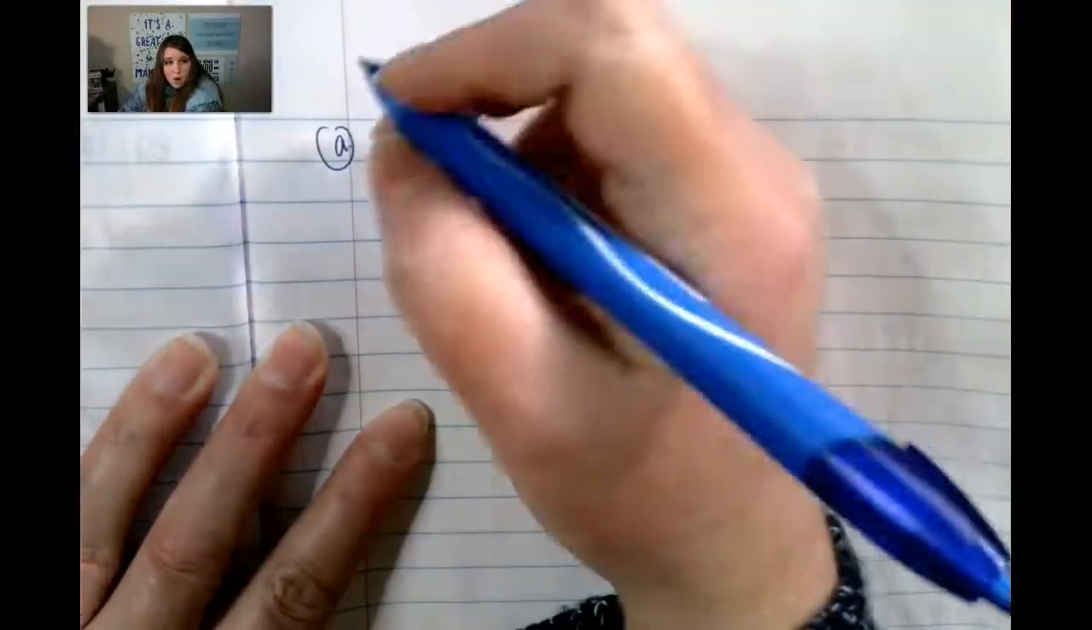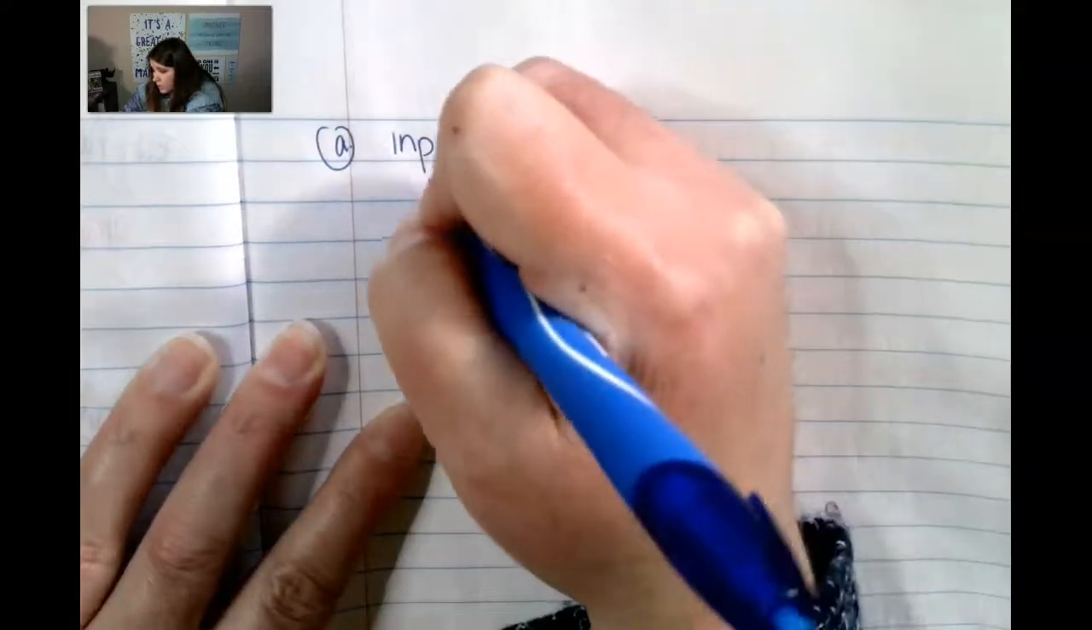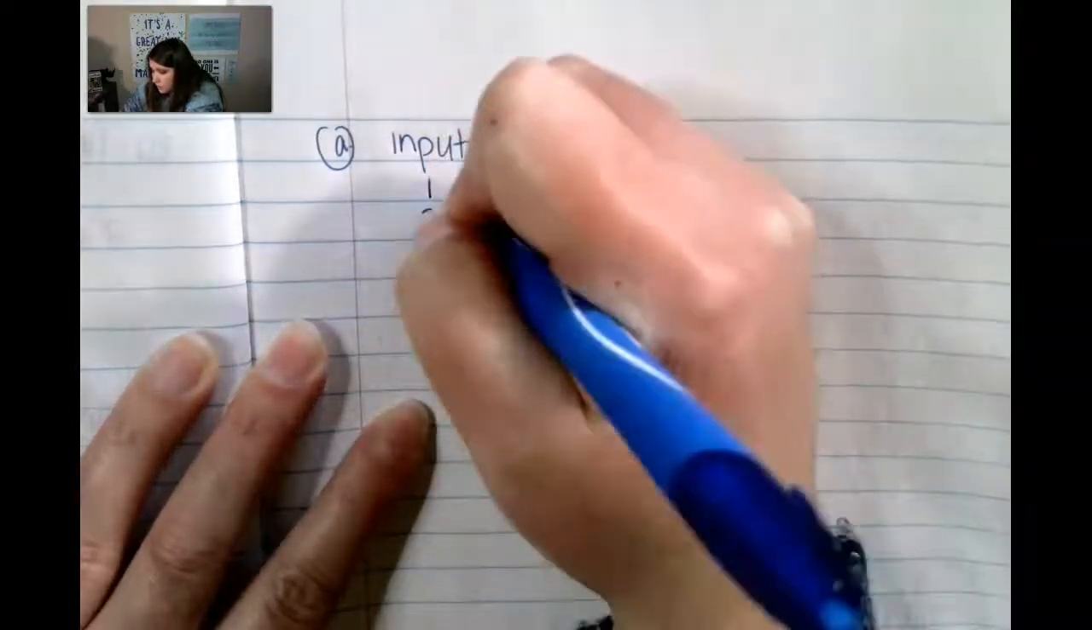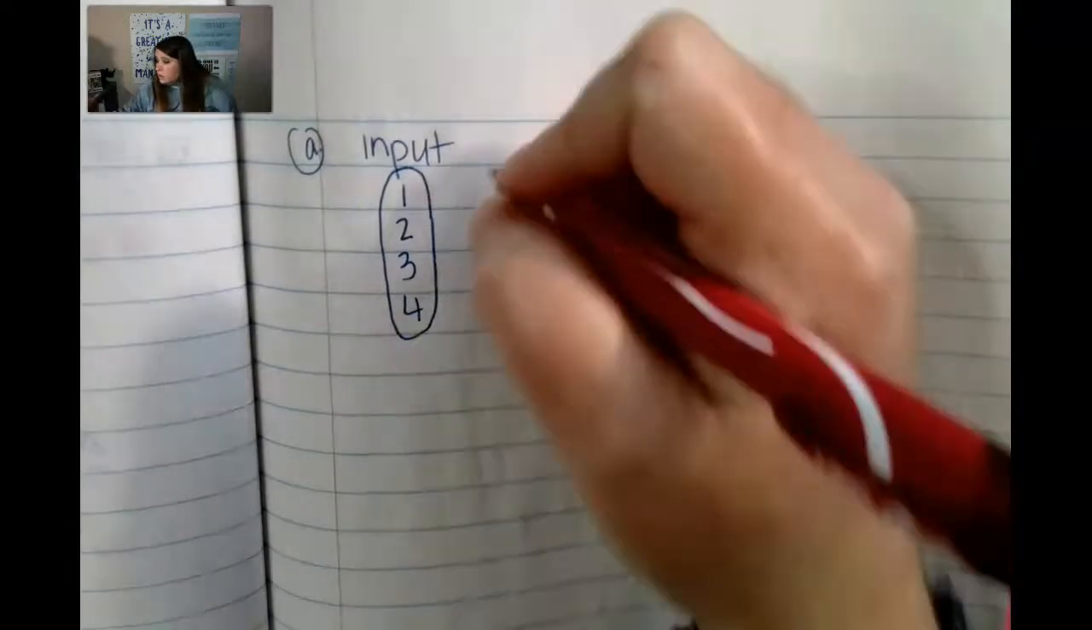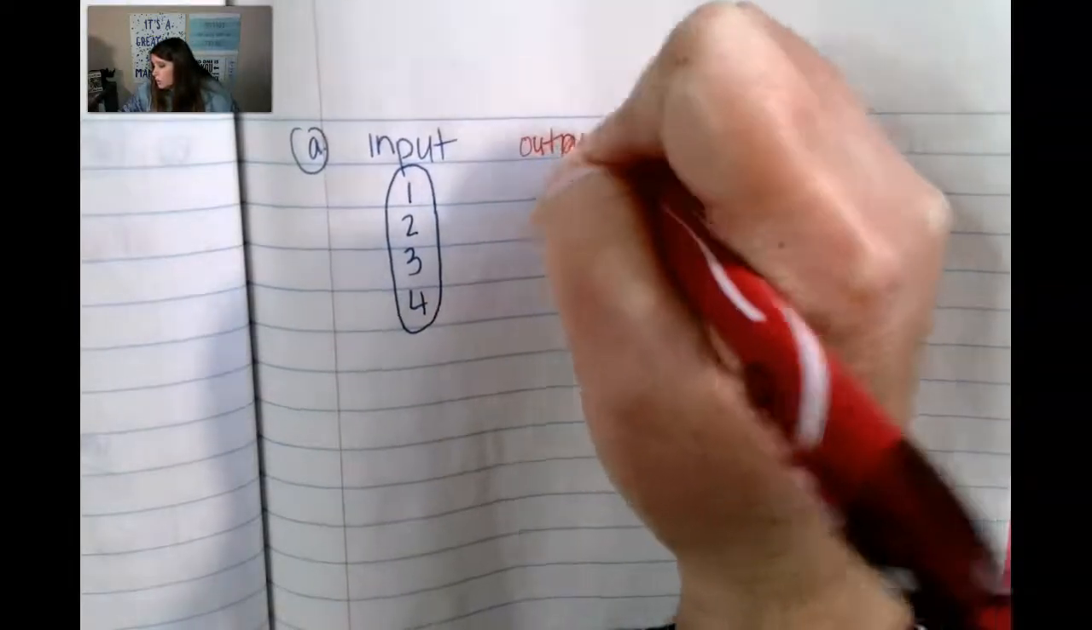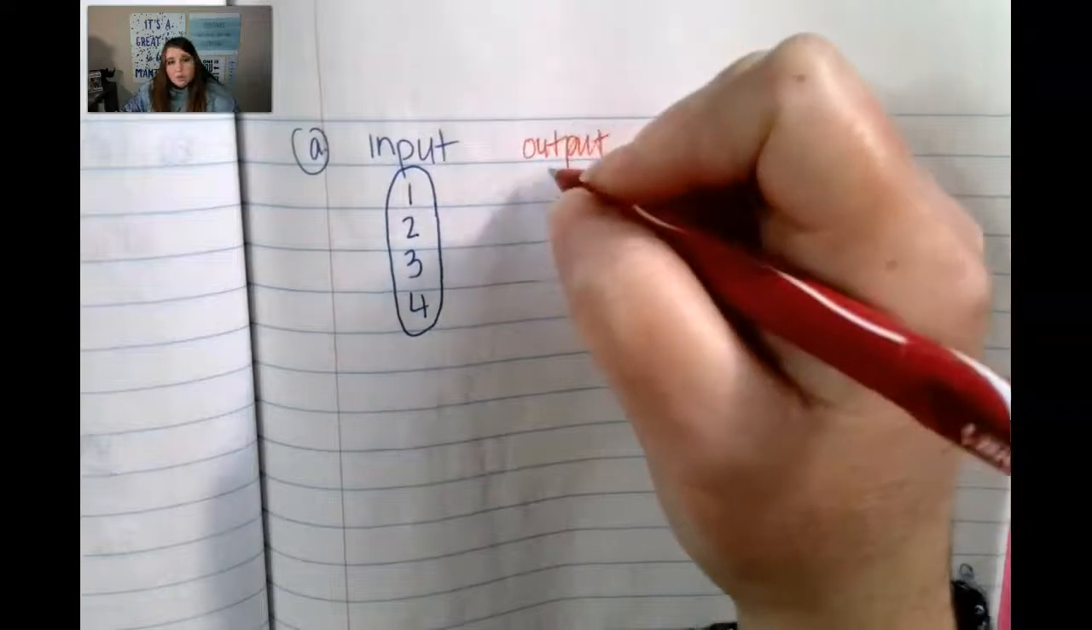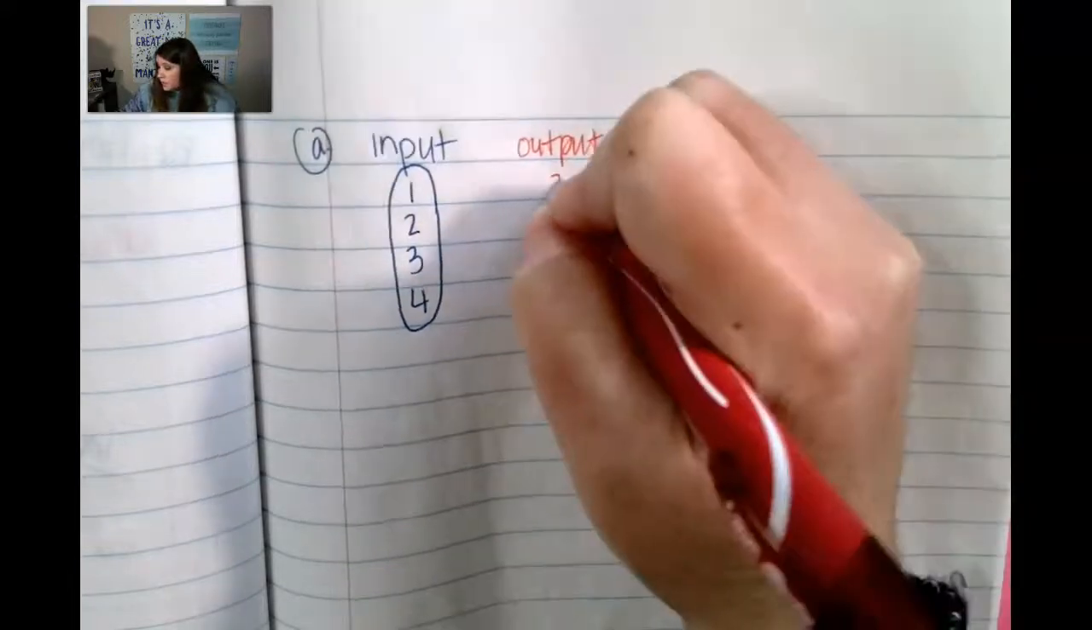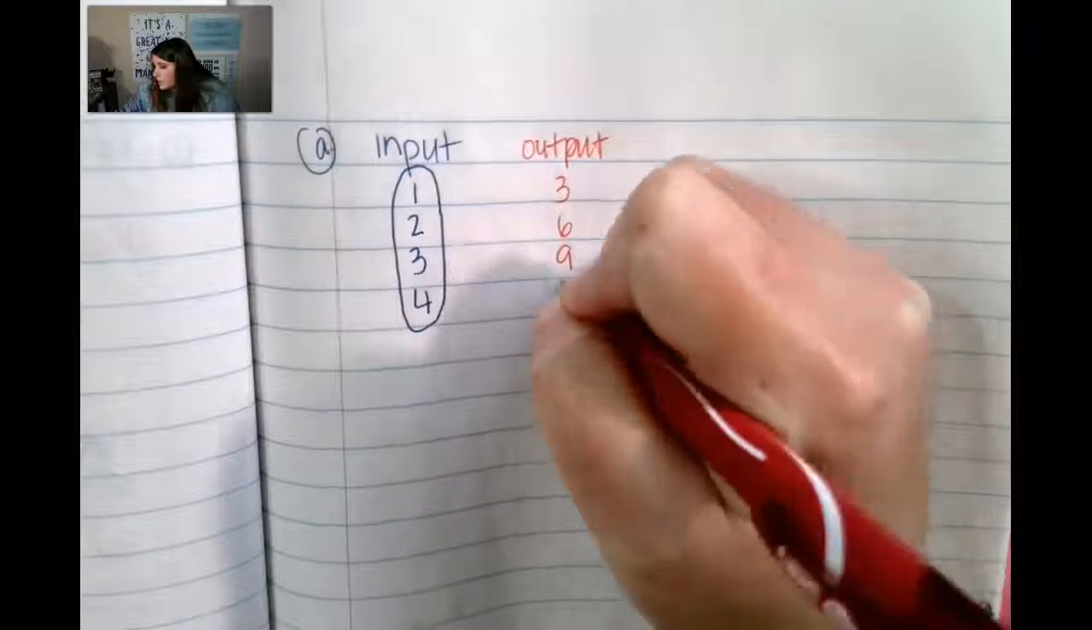All right. So my first example of a mapping diagram looks like this. This is example A. The input values of the mapping diagram are 1, 2, 3, and 4. Those are my inputs. It then says that my output values are 3, 6, 9, and 12.